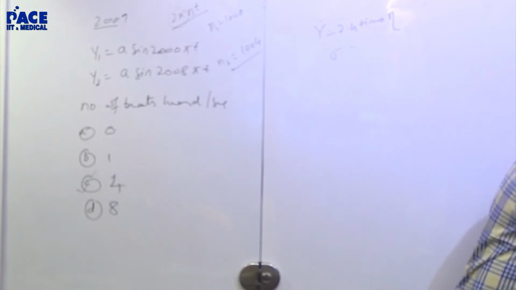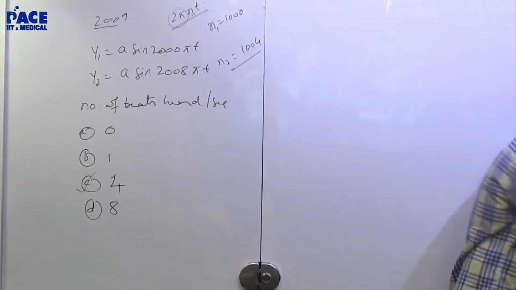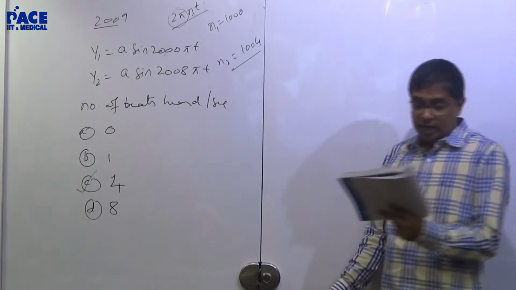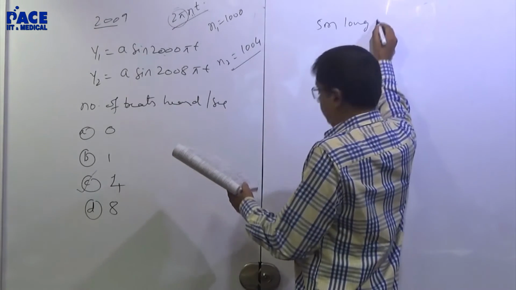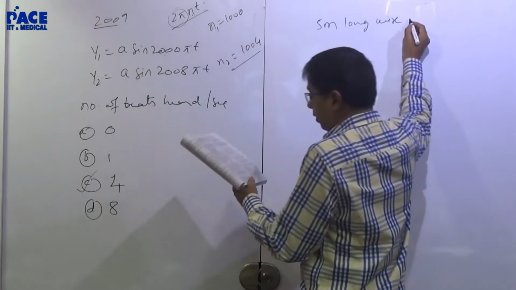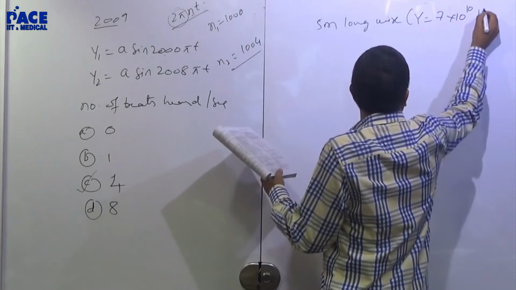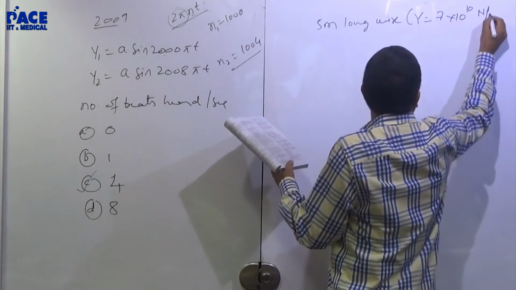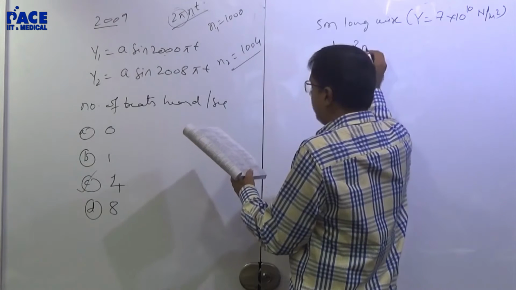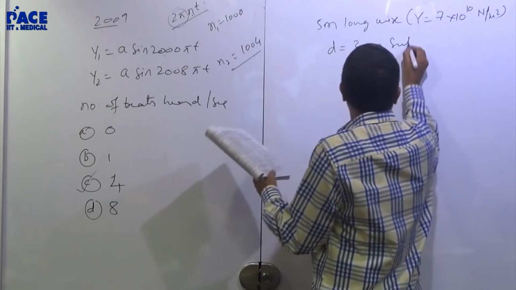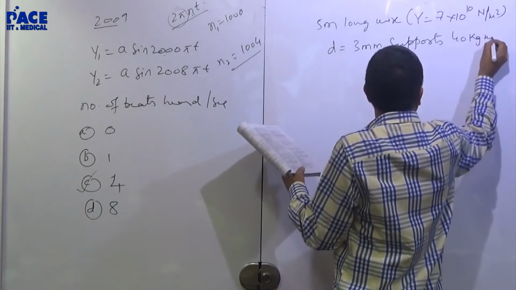Now, write down one question from Young's modulus asked in the 2009 paper. A 5 meter long aluminium wire, Y is given as 7 into 10 raised to 7 Newton per meter square, has a diameter of 3 millimeters. Supports a 40 kg mass.